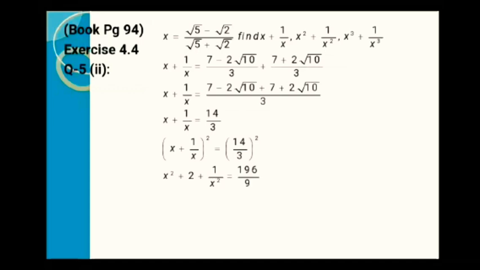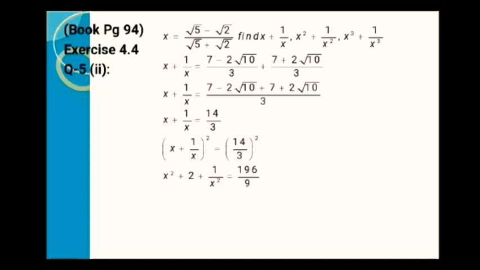They will be added. You know it's a fraction. By taking LCM, we will add it. The denominator is the same, so the numerator will come down as it is. 7 and 7 will be added. 2 under root 10, having a negative and a positive value, will be cancelled. And the final answer is 14 over 3. This is x plus 1 over x equal to 14 over 3.